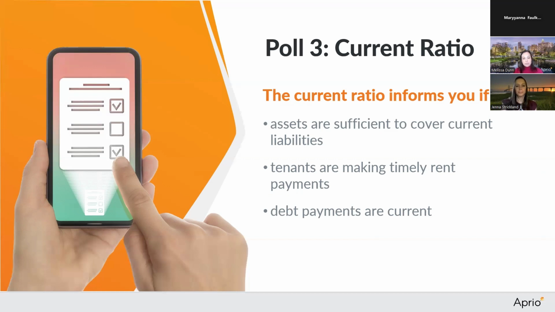So it looks like we just need a couple more answers. We'll close in a second. Okay, it looks like almost everyone got this one right. Assets are sufficient to cover current liabilities is the answer. And I think we can end the poll. So over 90% got that one correct, which is great. So next we'll move on.